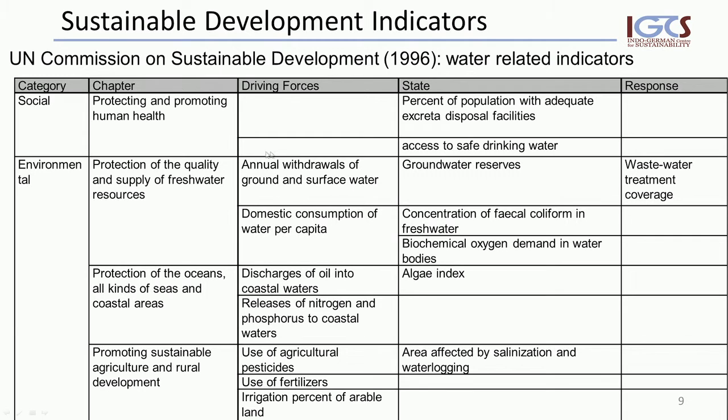And then the driving forces, looking into what the system loops are, which could be enforced and influenced to achieve a certain state: the percent of population with adequate excreta disposal facilities, sanitation facilities, access to safe drinking water, amount of groundwater reserves, and so on. So those would be the target goals that should be achieved by addressing these driving forces, the system loops in this.